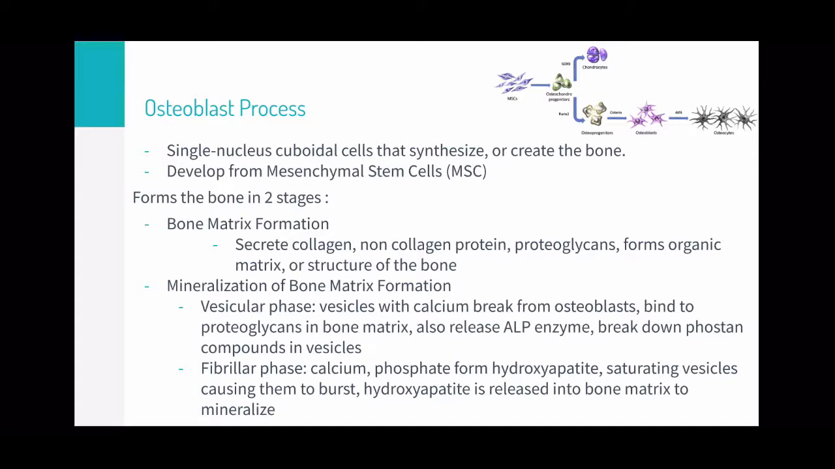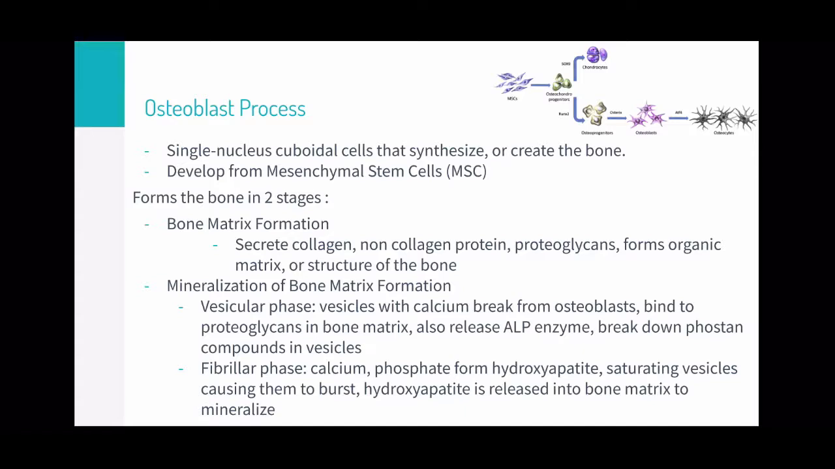In the second stage, the mineralization, two phases are involved, the vesicular phase and the fibrillar phase. In the vesicular phase, the vesicles with calcium break off from osteoblasts, and they bind to proteoglycans found inside of the bone matrix. Osteoblasts will also release alkaline phosphatase enzymes, also known as ALP enzymes, which then break down phosphine compounds which are found inside of the vesicles.